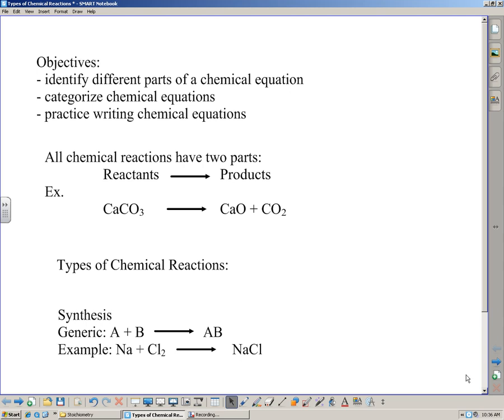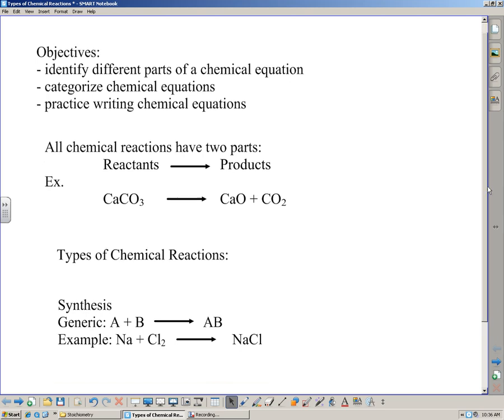You have your reactants. That's the material you start with before the chemical reaction occurs. Those are always written on the left side of the arrow. Then you have your products. Your products are always written on the right side of the arrow, and that is what is a result of the chemical reaction. And you can see this example here. We have calcium carbonate, which is being broken down into calcium oxide and carbon dioxide.